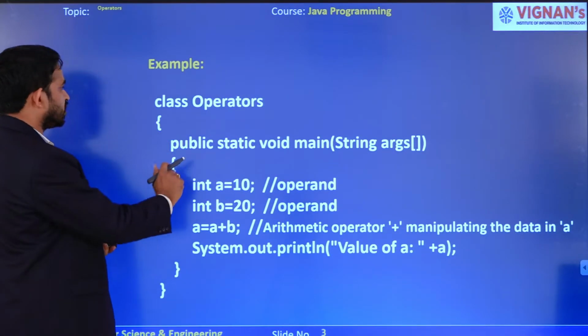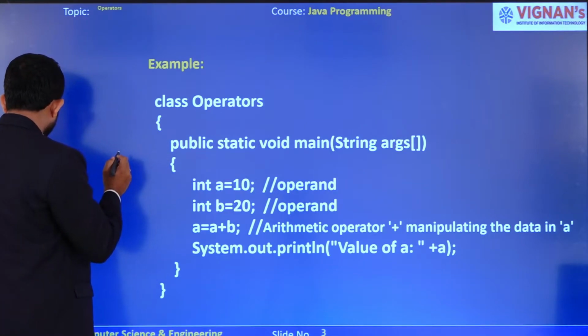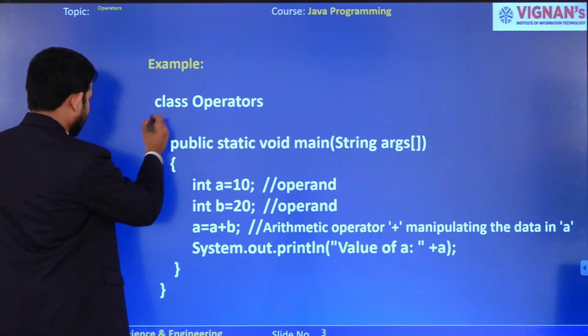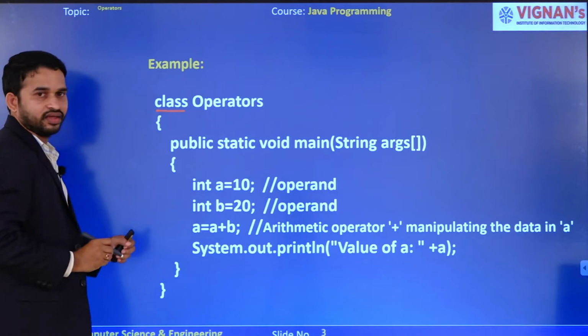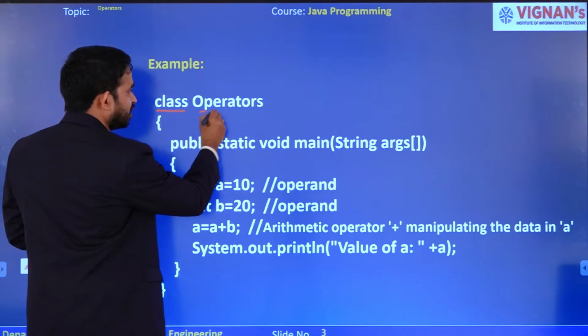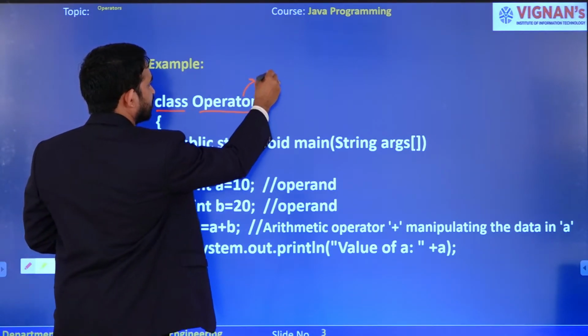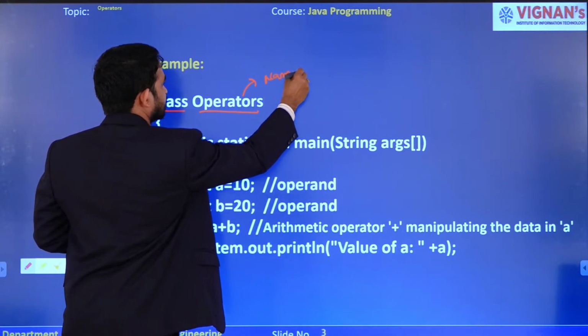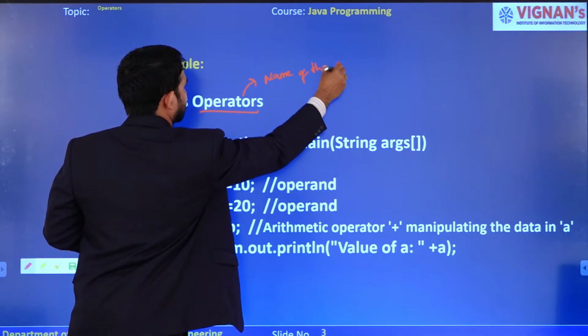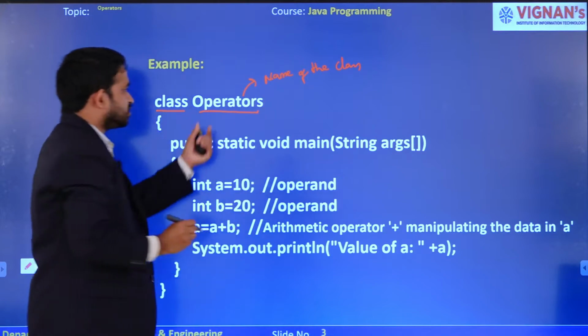Here, how to declare a class? Using the keyword class. So class is a keyword to declare a class, right? Here Operators is the name of the class.